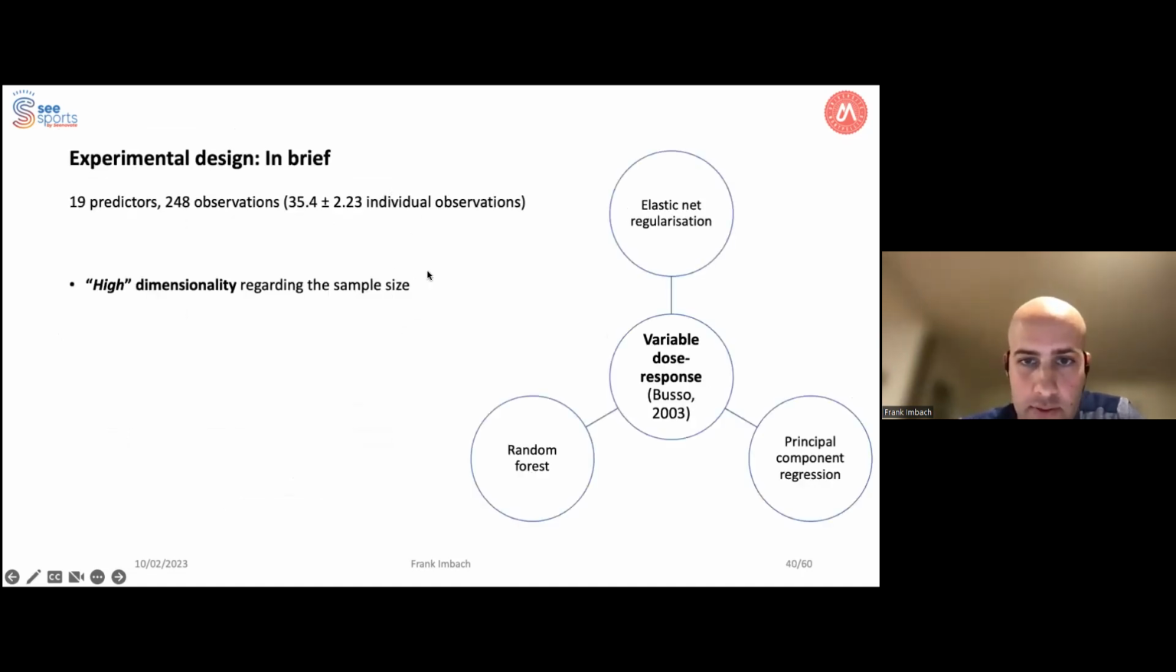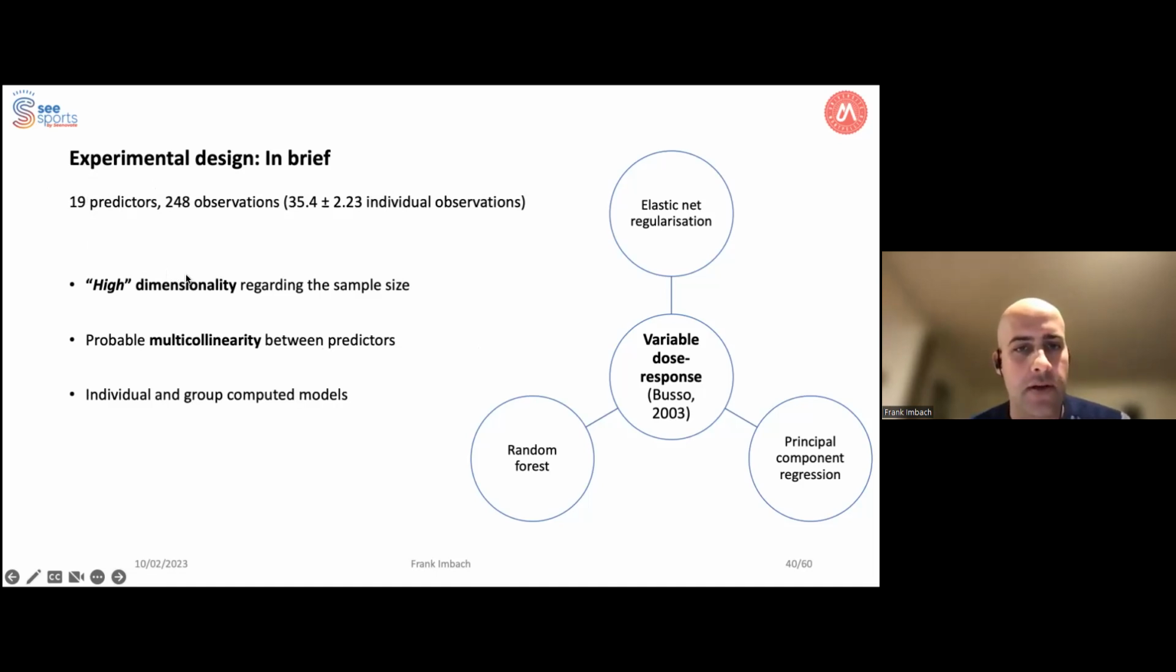In terms of models, we computed 4 models: the variable response from Busso, which is an extension of the fitness-fatigue models, as the reference, and 3 other models: a multivariate linear regression with a penalization or regularization, which is an elastic net model, a principal component regression, and a random forest. We had 19 predictors and 248 observations, which is very few. So we can say we have a high dimensionality regarding the sample size, multicollinearity between predictors, and we computed all these models, except the variable response, either on individuals and on the group.